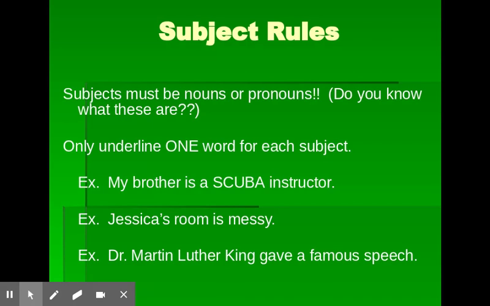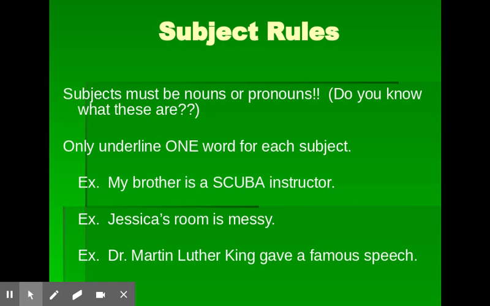In sentence number 2, once again, our verb is, and people have a little trouble with this sometimes. So we have, Jessica's room is messy. Okay, well, what is messy? Well, is it Jessica's or is it room? Well, the room is the messy thing. Jessica's is showing possession. Now, Jessica probably is messy, but in this sentence, the subject that goes with is room. So again, try to stick to that one word.